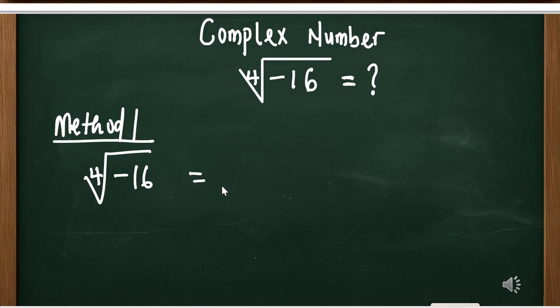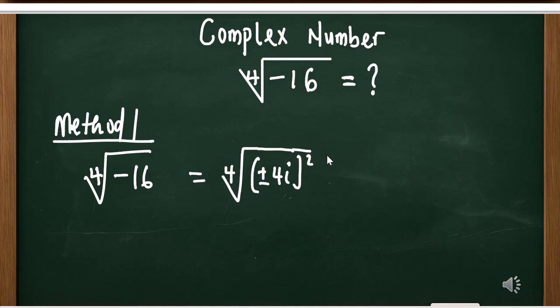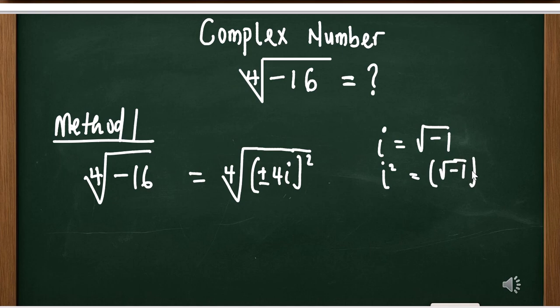This can be written as the fourth root of, here we can have the negative 16 as plus or negative 4i squared. Why do we have this? Because the rules of complex numbers say that our i is the square root of negative 1. And if you have i squared, it's going to be the square root of negative 1 all squared, which is going to be negative 1. So our i squared is negative 1.